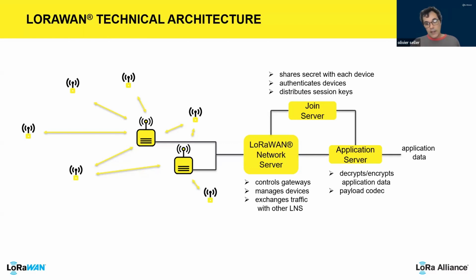And at the end of the network, at the south part of the network, lies the application server, which encrypts or decrypts the application data and also transforms this application data according to a payload codec. The LoRa Alliance standardizes the interface to such payload codecs, so coders, decoders.